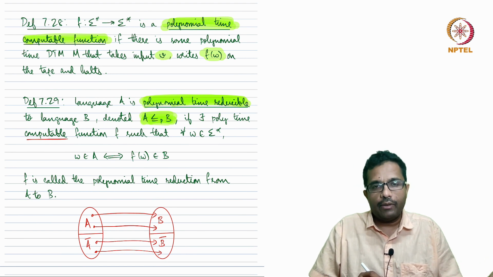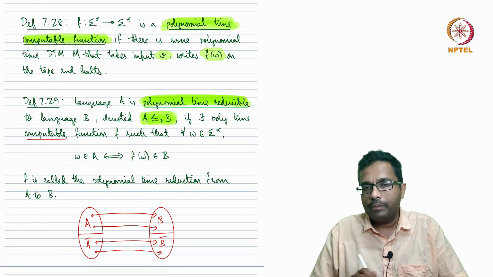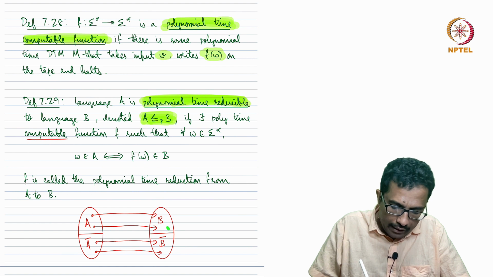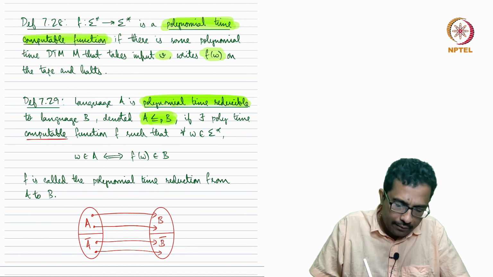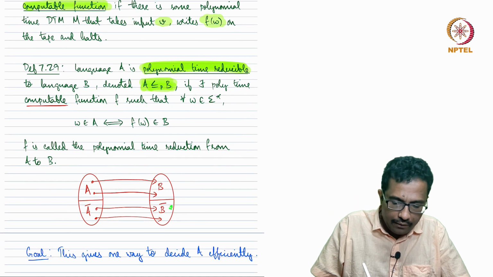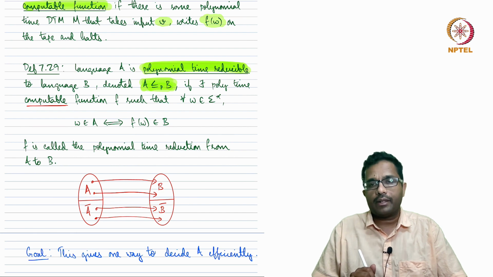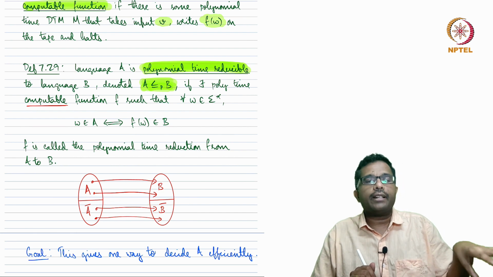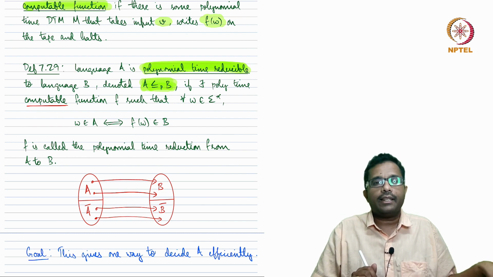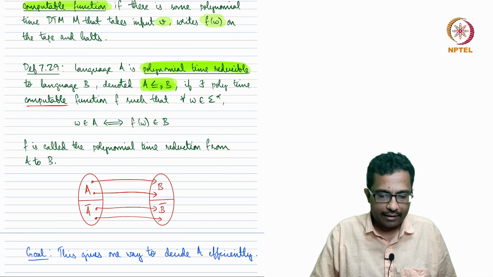Given w, we can compute f of w and then check whether f of w is in B or not. If f of w is in B, the only way that f of w could have been in B is if w was in A. And if f of w is in B complement, the only way that we could come to B complement is if w is in A complement. So testing whether f of w is in B or not is as good as testing whether w is in A or not. That is the main goal of this reduction.